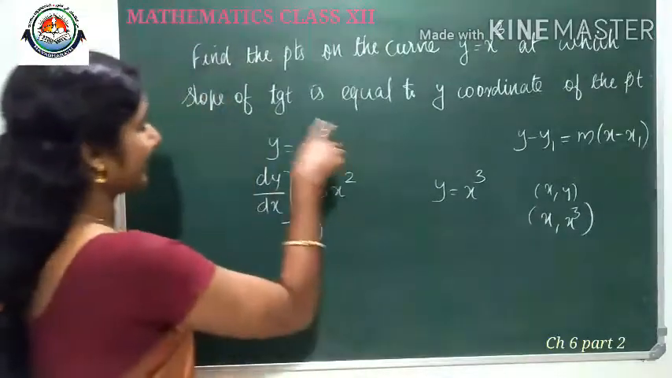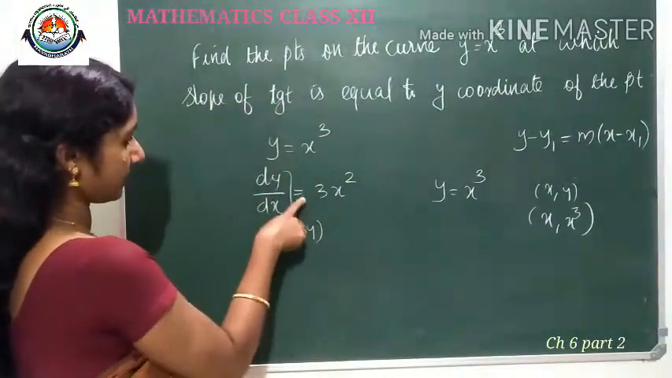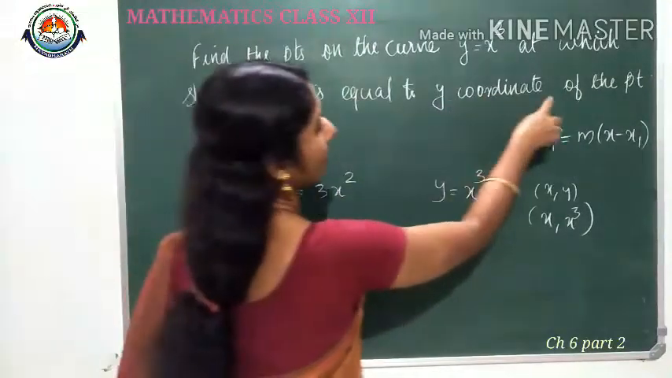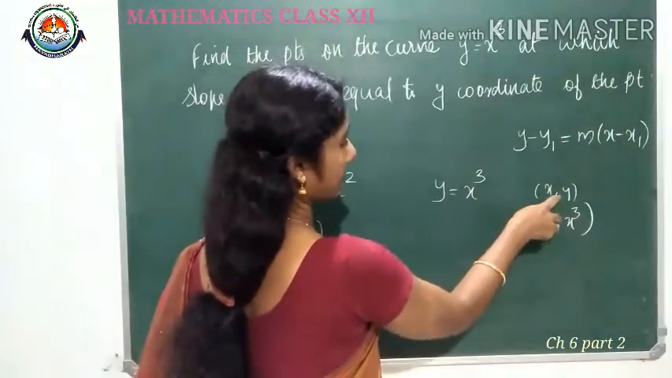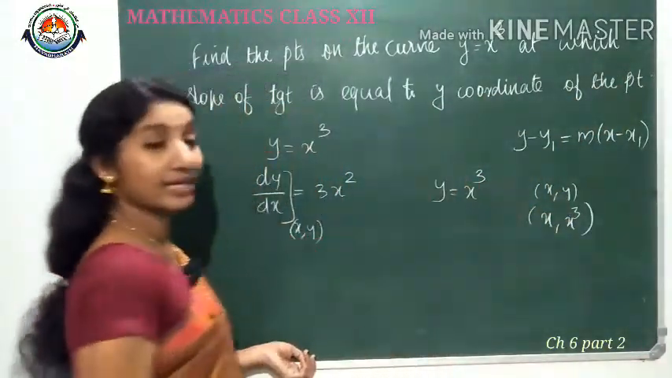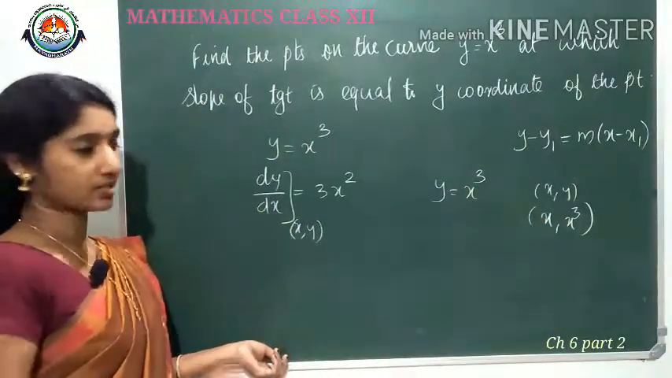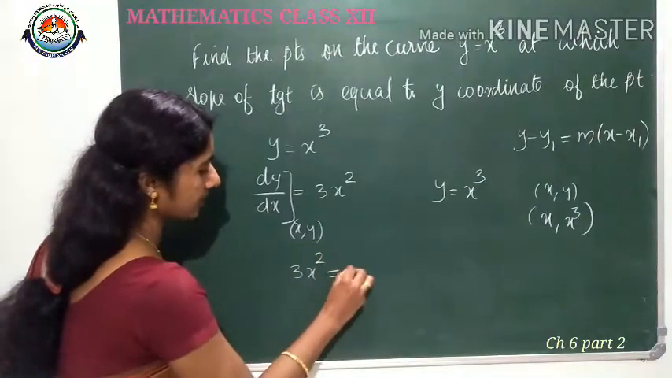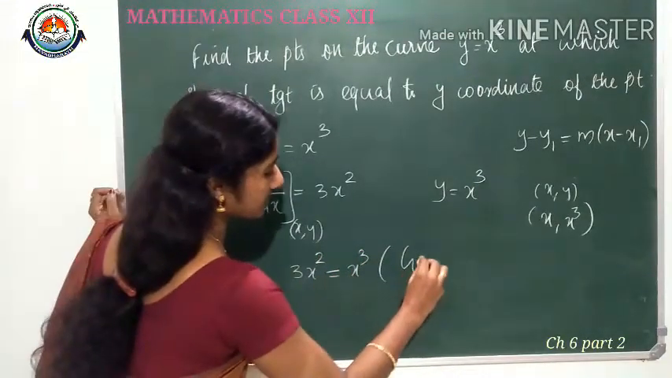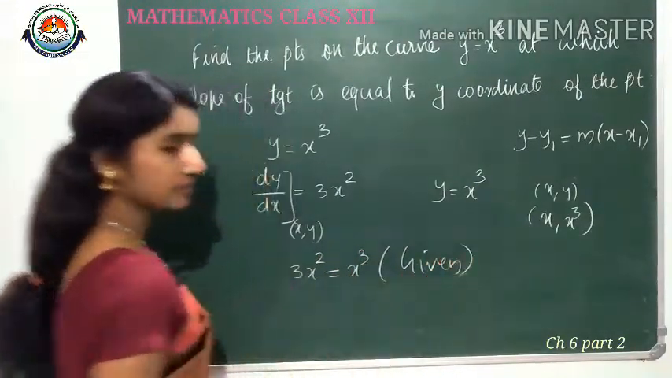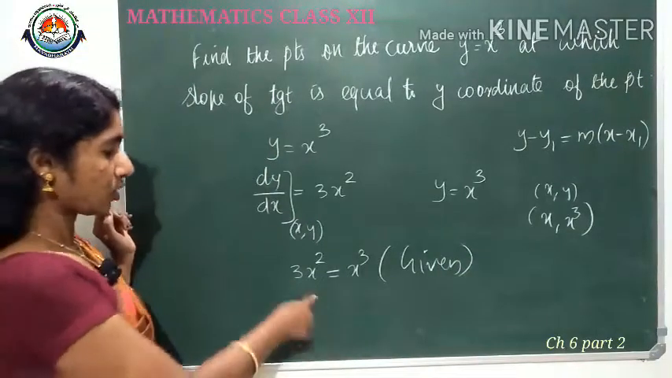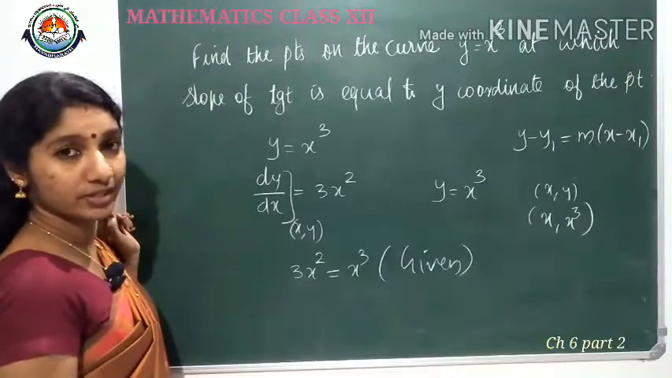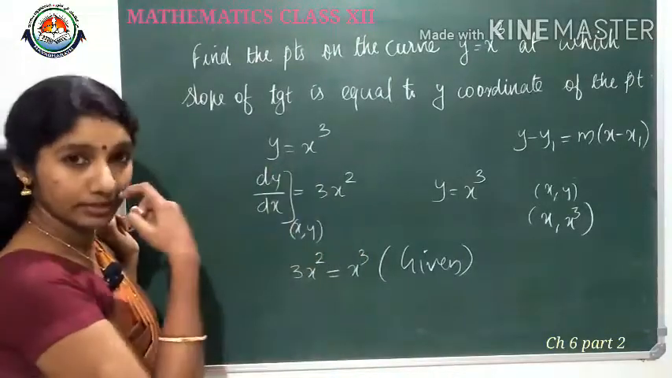Here it is given that the slope of the tangent, that means dy by dx at any point, is equal to the y coordinate of the point. What is the y coordinate of this point x, y? Y is x cube. So given 3x square is equal to x cube, this is the given information: slope of the tangent equals y coordinate of the point.